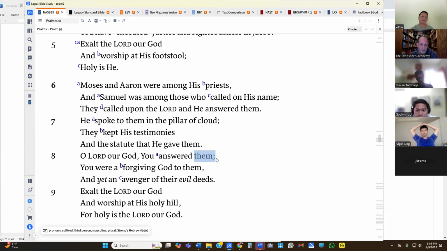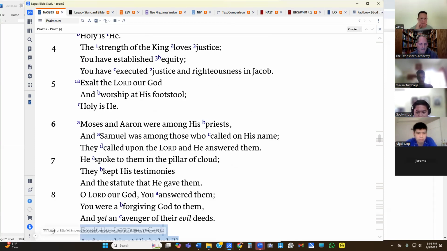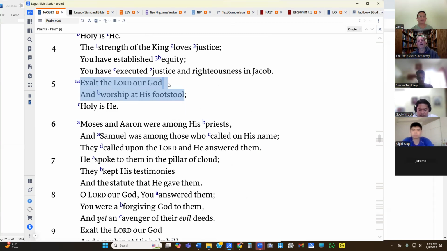Notice semicolon in first line in verse 8, but then in line 9, there's no punctuation mark between exalt and worship. And that kind of makes sense. Those two ideas are tied together closely. Same as in verse 5, exalt the Lord our God and worship. No punctuation between them. They are separate lines, but the translator is saying they see these two lines as pretty close together. And I would agree.